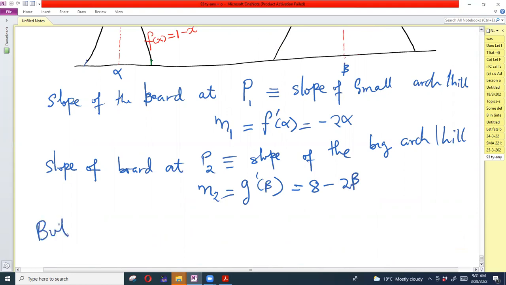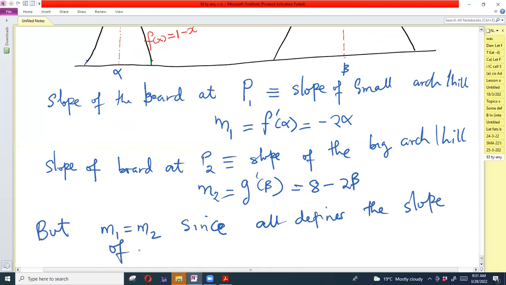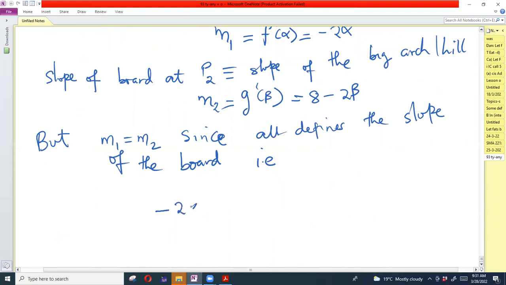But M1 equals M2, since both define the slope of the board. So that means negative 2 alpha equals 8 minus 2 beta. Which means, dividing through by minus 2, alpha is given by beta minus 4. Call this equation 1.